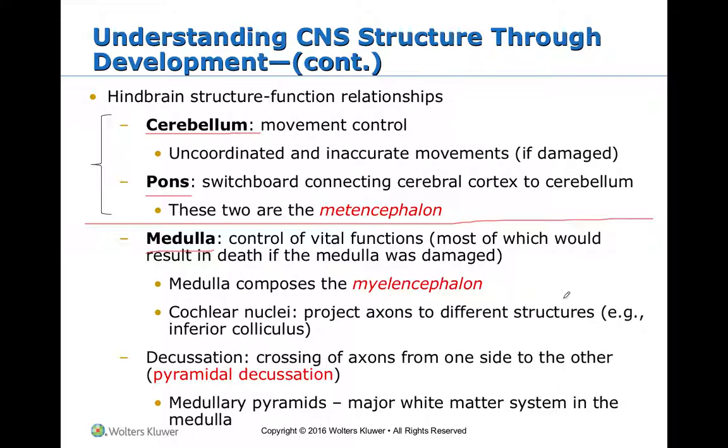So the medulla composes the myelencephalon, and it also contains cochlear nuclei, which help to project axons to different structures such as the inferior colliculus, playing a role in hearing and audition as well as vestibular systems. And then decussations exist here as well, where decussations are crossing of axons from one side to the other. And this is known as the pyramidal decussation, particularly with the medullary pyramids, which is a major white matter system in the medulla.